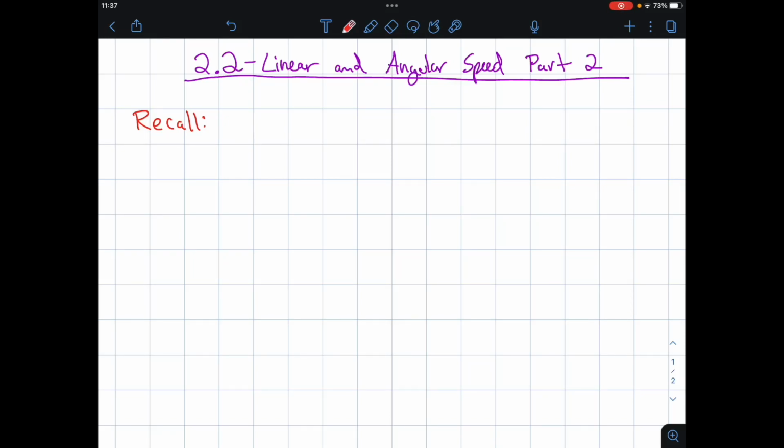Okay, in lesson 2.2, we're going to look at linear and angular speed again. We're going to look at some applications and how we convert between linear and angular speed in real problems.